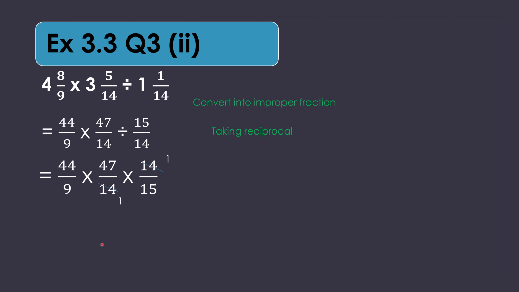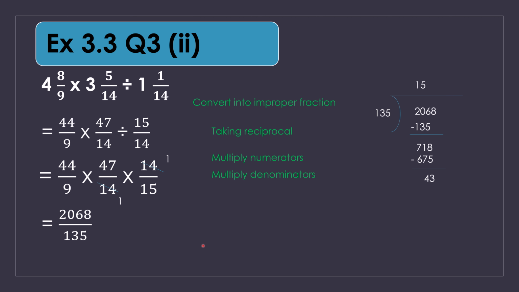To simplify these fractions more, we have to do some division. Now we have 44 into 47 in the numerator and 9 into 15 in the denominator. After multiplication, we get 2068, and after multiplication of the denominator, we get 135. Now we will divide them.